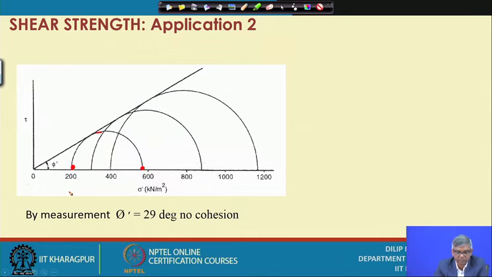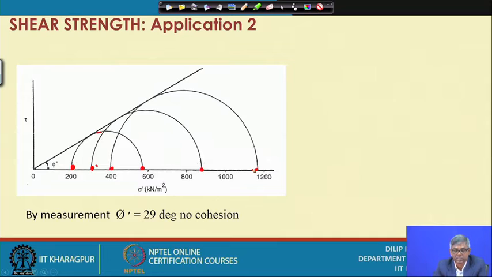Similarly, the second set was 300, 875. So, this is 300 and this is 875. This is again the diameter of the circle. So, you have to find the midpoint and then complete this circle going through these 2 points. So, we are getting another circle. That is the second circle, and the third one is 400, which is sigma 3 dash, and 1162 is, this is 1200.